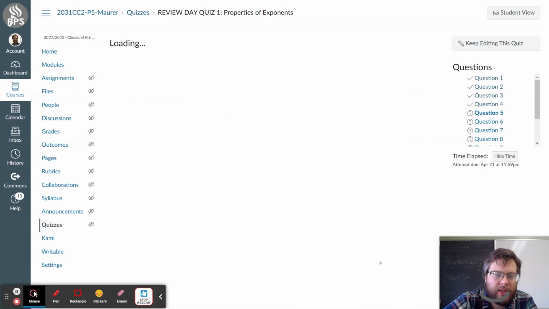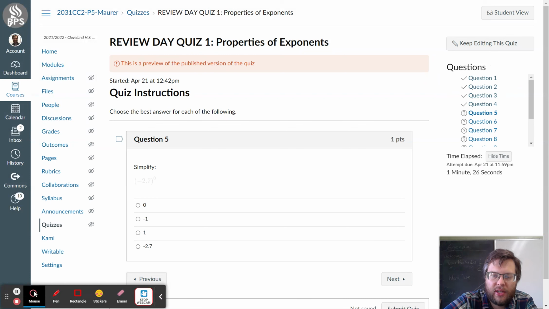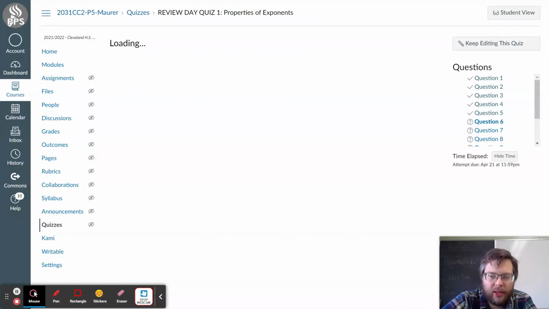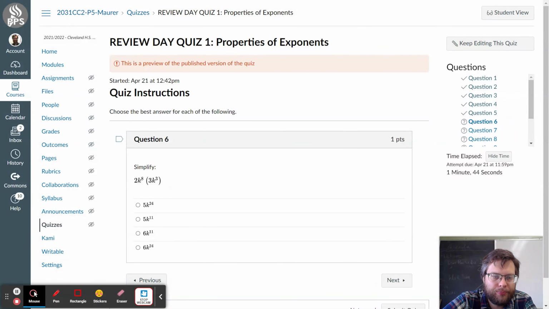All right, now I think we're moving away from just some vocab checks to some of our exponent properties. Here, question 5, we see something raised to the 0 power, and anything raised to the 0 power is equal to 1, with the exception of 0 raised to the 0 power, which is undefined. But anything else raised to the 0 power equals 1.